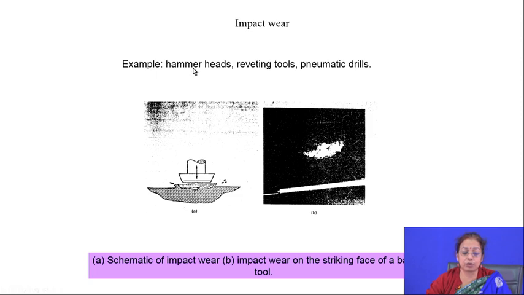Typical examples include hammer heads, riveting tools, and pneumatic drills, which are subjected to heavy loading for a very short period of time, and then immediately unloaded. So, very high compressive loading and unloading is responsible for this kind of wear. If you see the surface, you will find deformation on the surface, then subsurface failure, and then removal of the material in chunks.